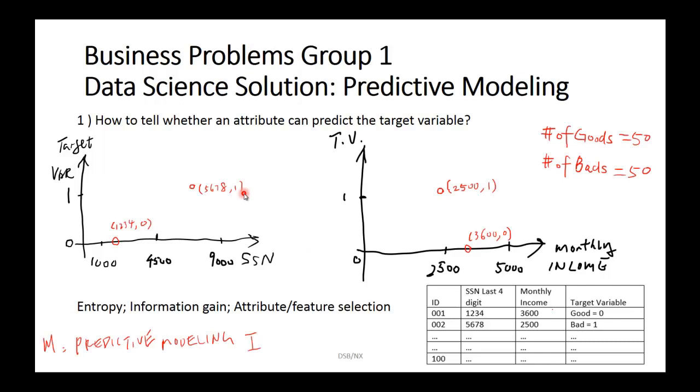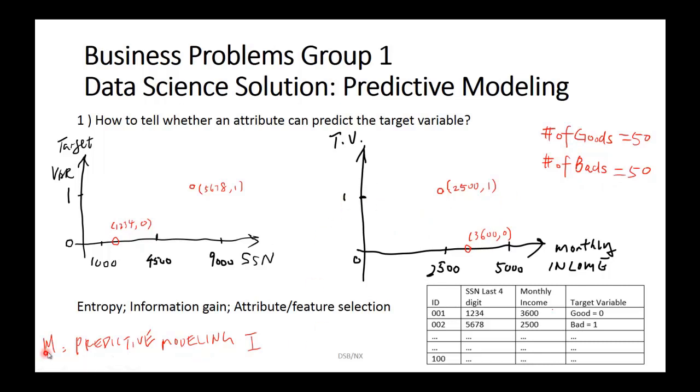I just added the coordinates next to each of the 4 points. So hopefully it's clear enough for you to attempt your drawing. Remember, there are 50 goods and 50 bads. If you draw them correctly, you should see two very distinctive patterns emerging.